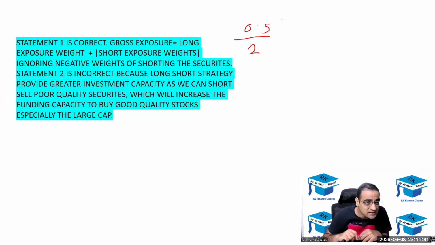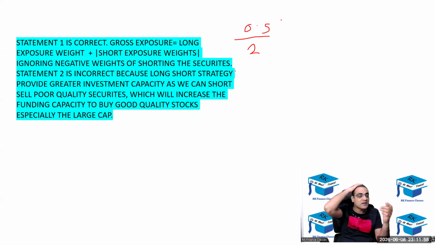Actually, statement 2 is incorrect. You lose the mark there. You were thinking in that sense, but you're talking about flexibility. This gives you more flexibility that reduces your constraints, more flexibility to invest. You are able to express your negative opinion on some companies, which long only won't allow you to.